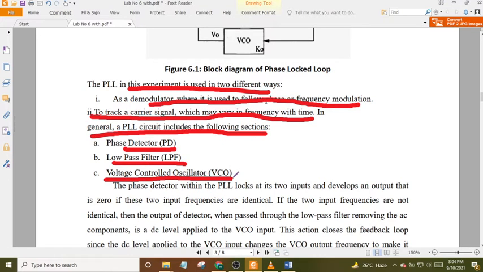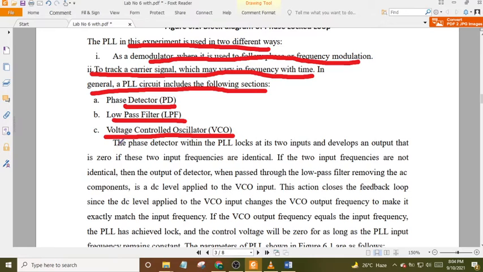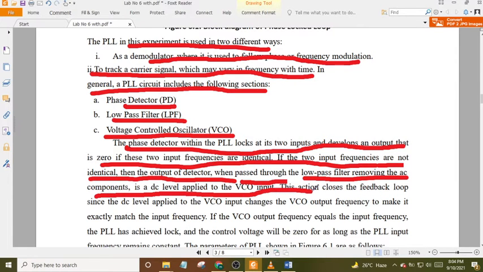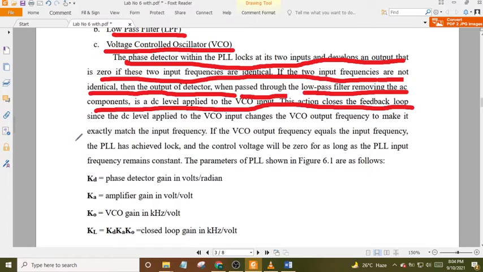Voltage controlled oscillator, VCO. The phase detector within the PLL compares its two inputs and develops an output that is zero if these two input frequencies are identical. If the two input frequencies are not identical, then the output of the detector is passed through a low pass filter, removing the high frequency components, and a DC level is applied to the VCO input. This action closes the feedback loop, and the level applied to the VCO input changes the VCO output frequency to make it exactly match the input frequency.